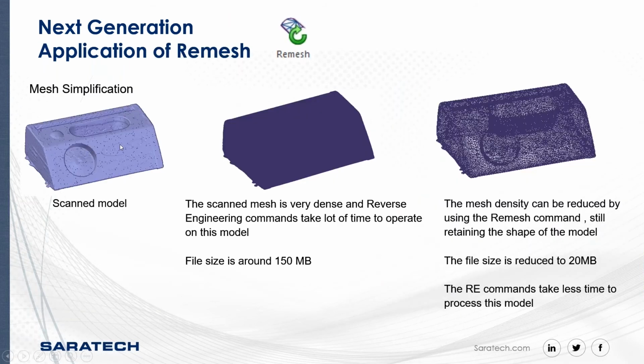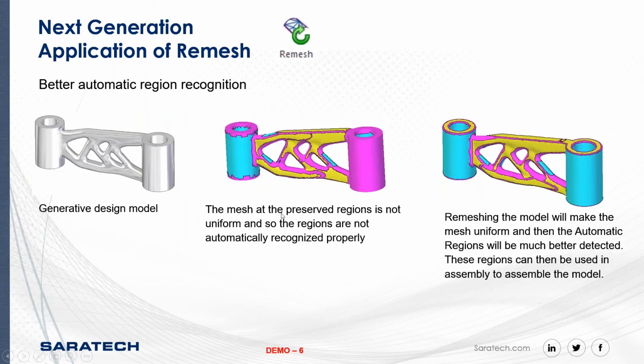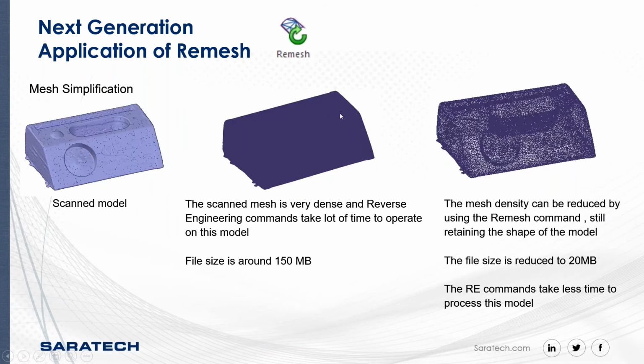Some of our scan data. So here's a scan data that we brought in. You see the scan mesh is very dense, and reverse engineering commands will take a lot of time to operate on this model. So you can see the scan data here, 150 meg. But if I remesh it, the mesh density can be reduced by using the remesh command, still retaining the shape of the model, but the size has been reduced from 150 down to 20 meg. So that's a big one there.